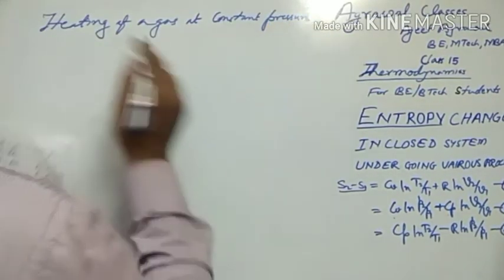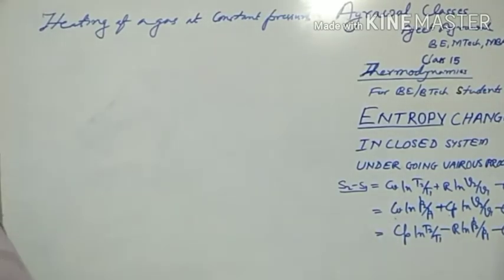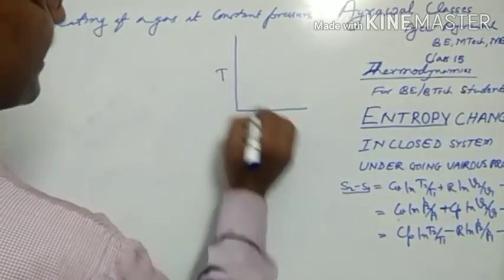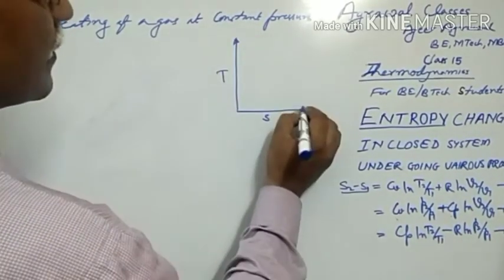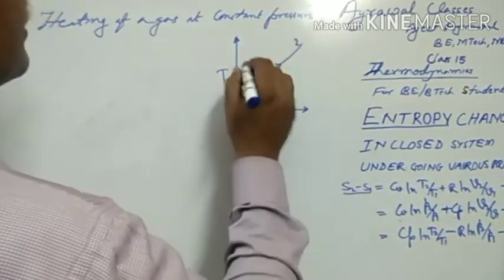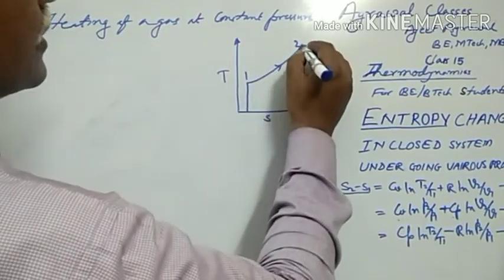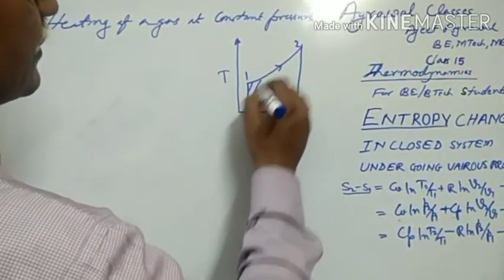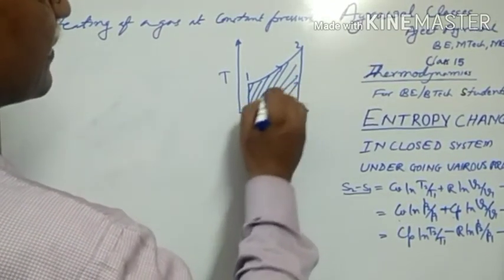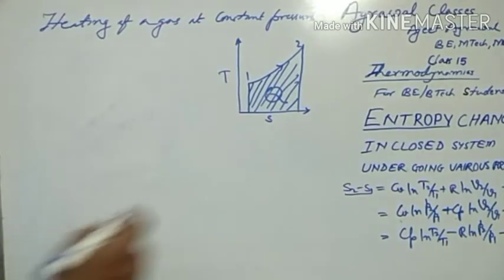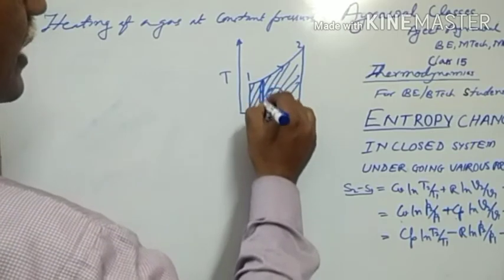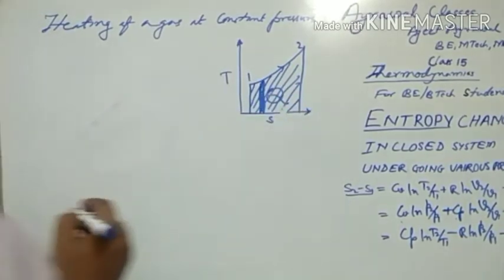Now we will consider the heating of a gas at constant pressure. If you want to represent this on the TS diagram, then this is the process 1 to 2, a constant pressure heat addition. The area under this TS curve is given as Q, the heat transfer. Again, in the same way we will consider a small element.